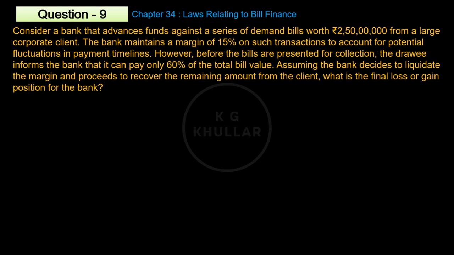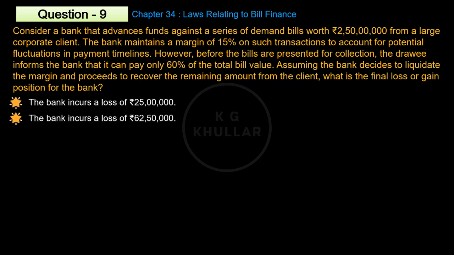However, before the bills are presented for collection, the drawee informs the bank that it can pay only 60% of the total bill value. Assuming the bank decides to liquidate the margin and proceeds to recover the remaining amount from the client, what is the final loss or gain position for the bank? And these options are given to you.